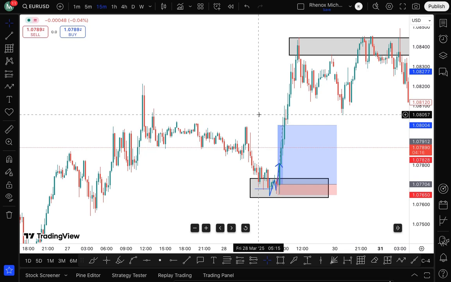Alright. Once you master this, you stop getting trapped by the market, and then you start trading with the institutions and not against them.